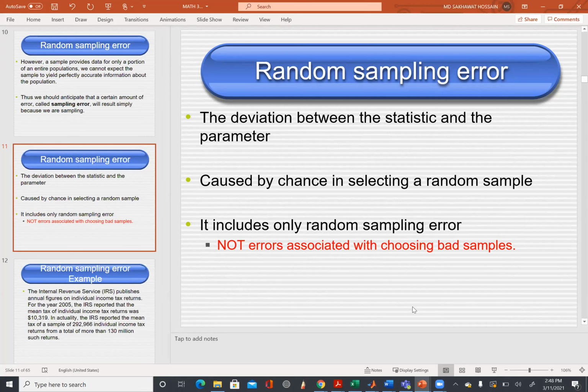Okay, so the random sampling error is the deviation or difference between the statistic and the parameter. The parameter value is the exact value of the population, but most of the time we do not know the parameter value. So we collect a sample and, based on the statistic, we make inference about the population parameter. The deviation between the statistic and the parameter is called the random sampling error. Is it clear?